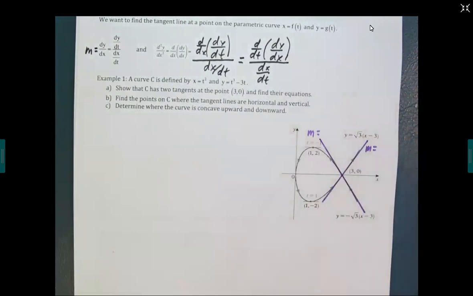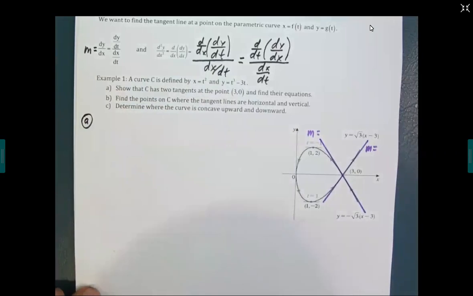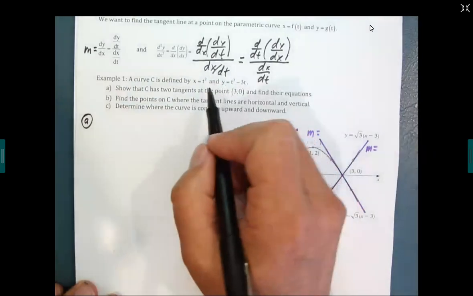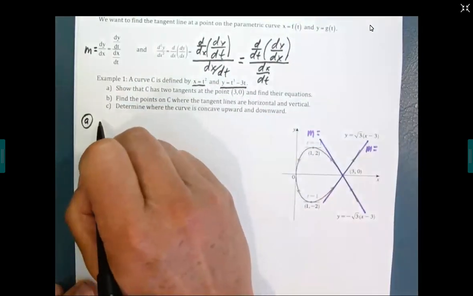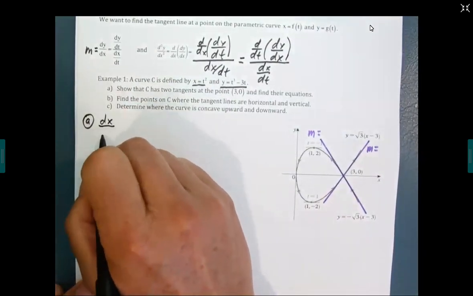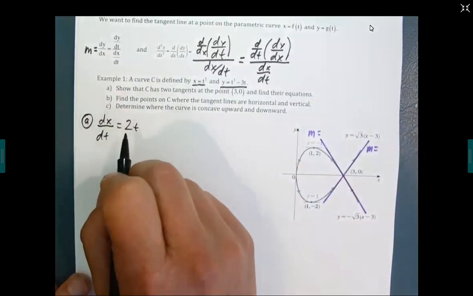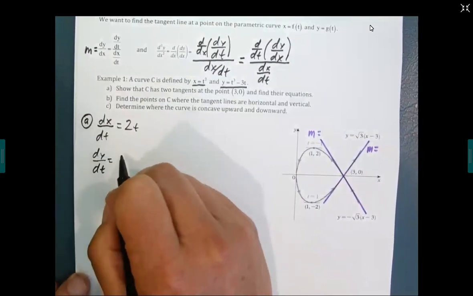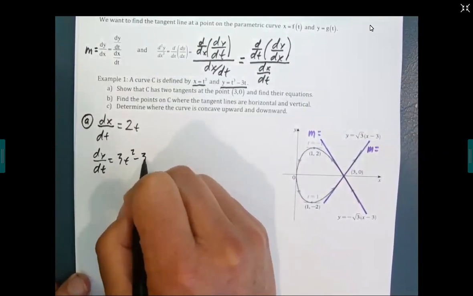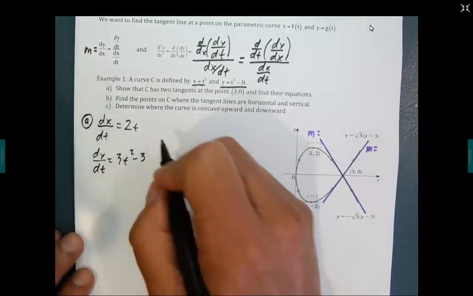So let's get started. Part A. Show that C has two tangents at the point (3, 0). Let's start out with our two functions here. Here's x as a function of t and y as a function of t. I'm going to start out by finding dx/dt, which is 2t. Now remember, that's the denominator, not the numerator. dy/dt is 3t squared minus 3. So our slope function is going to look like this.